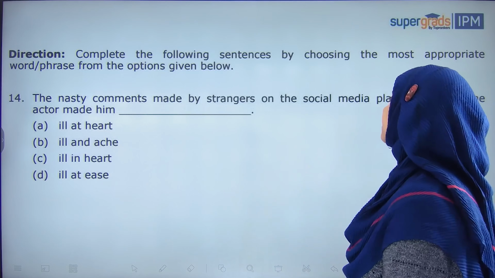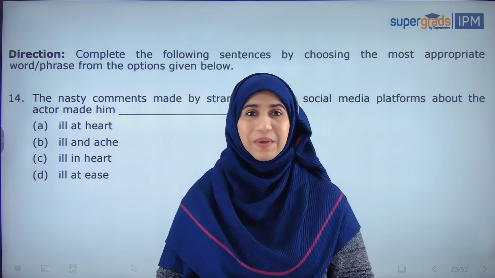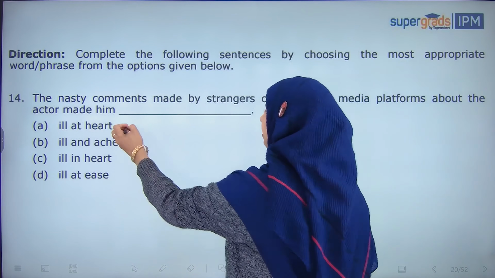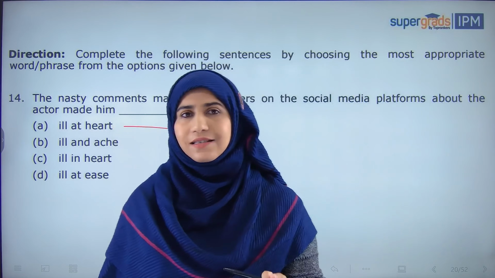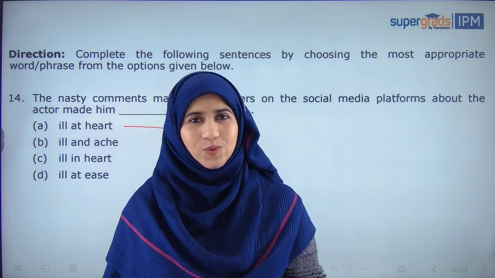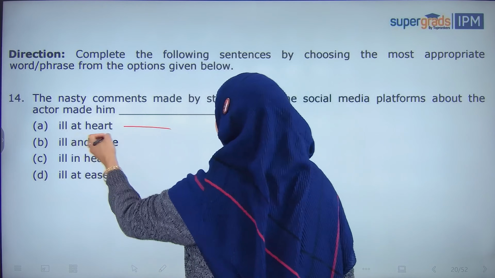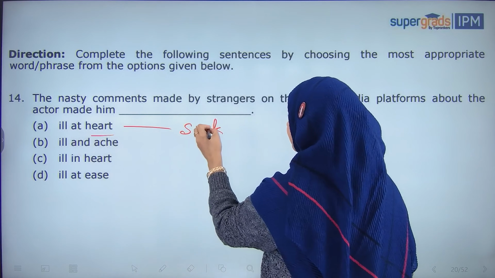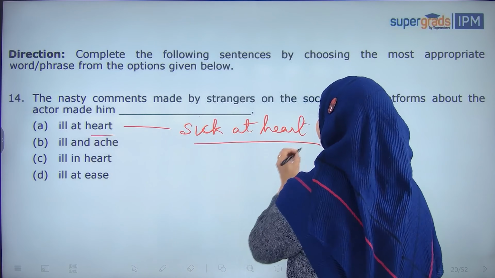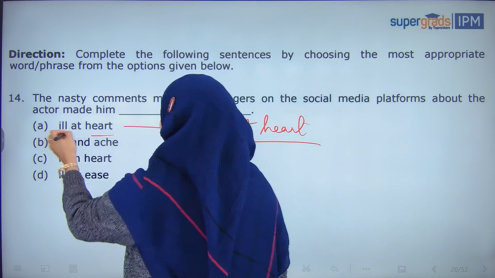The nasty comments made by strangers on the social media platforms about the actor made him ill at heart. Well, ill at heart as such is not a very standard idiomatic expression. We cannot choose anything on our own. We'll have to know whether this is an idiom or not. Actually, there is a similar one. It is called sick at heart. When something makes you sick at heart, you are really unhappy, you're very sad and disappointed. Okay? Ill at heart, no.